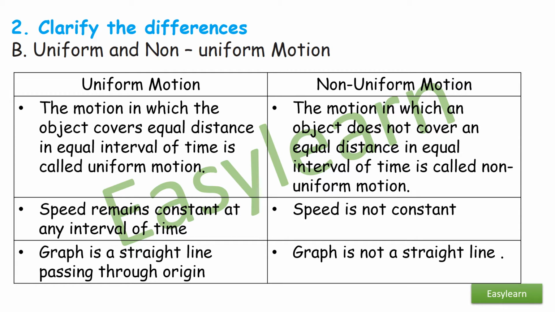Speed remains constant at any interval of time in uniform motion, and in non-uniform motion the speed is not constant. The graph of a uniform motion is a straight line passing through origin, and the graph of non-uniform motion is not a straight line.